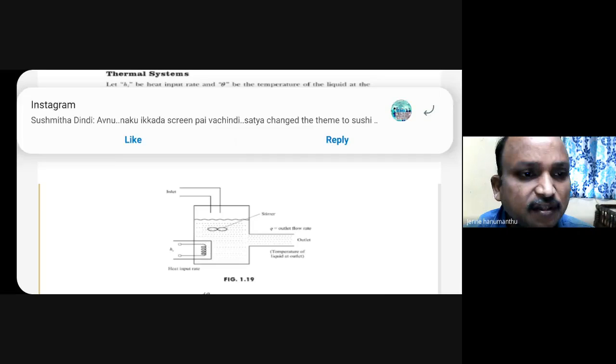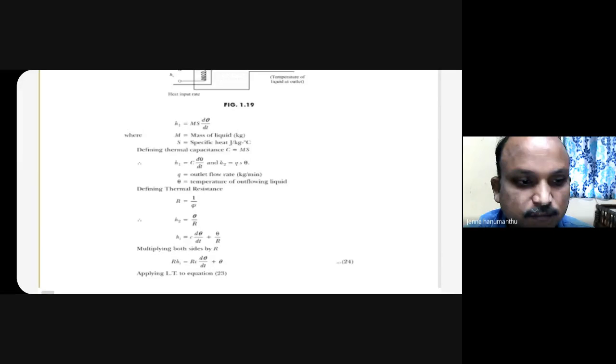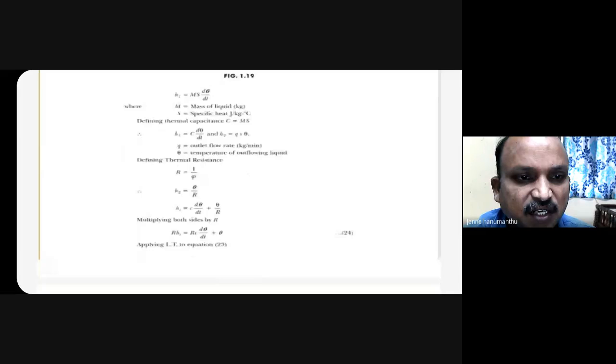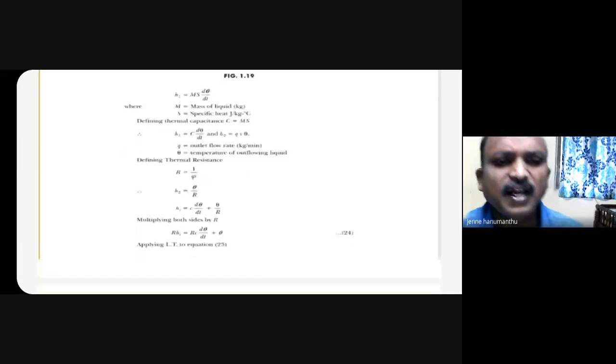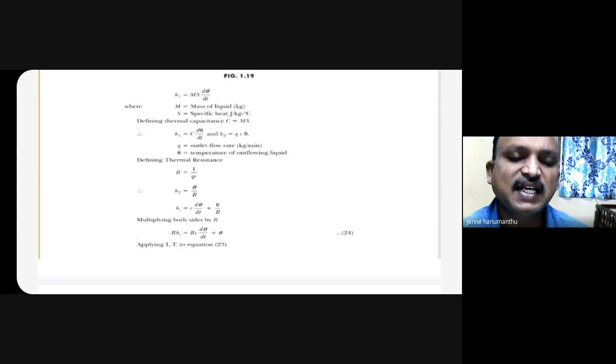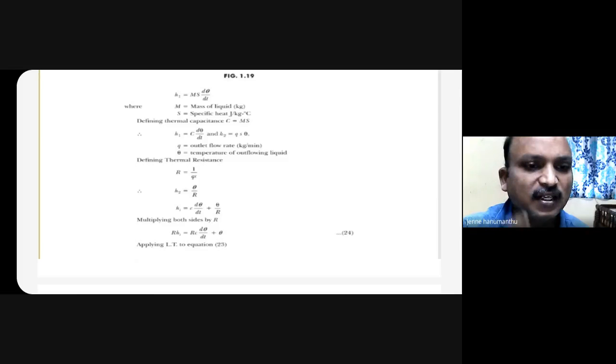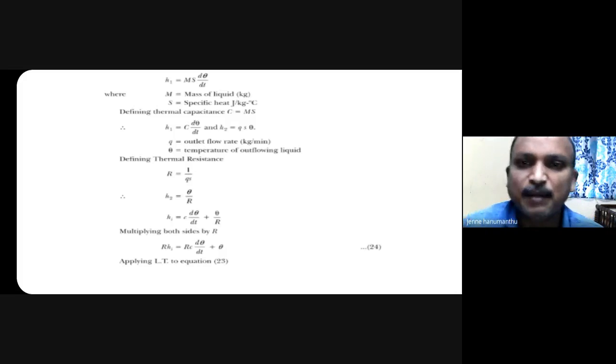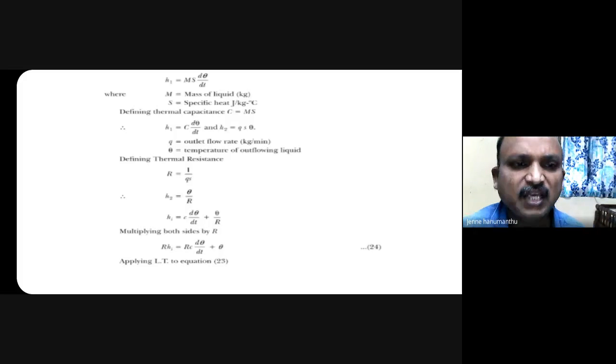After this consideration, we can write how this thermal system will relate all these parameters. How they are interdependent. If I want to write the relation between theta and other parameters, H1 and other parameters, or H2 and other parameters, there is a governing equation. I am writing it like this.